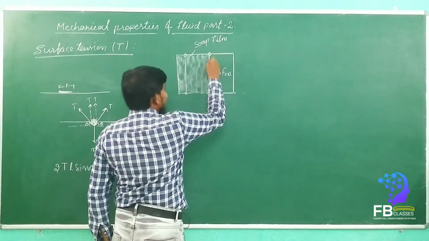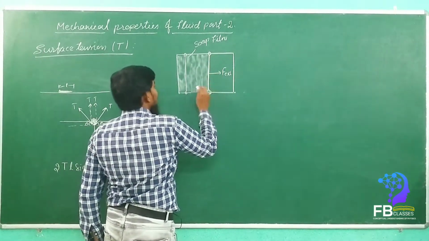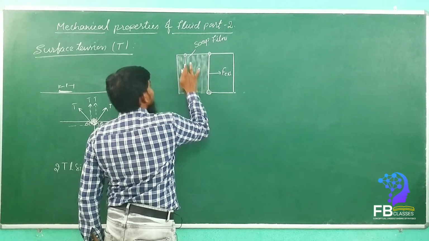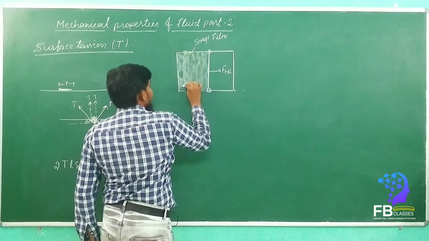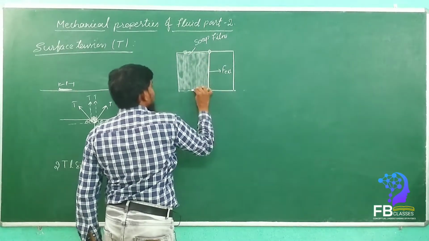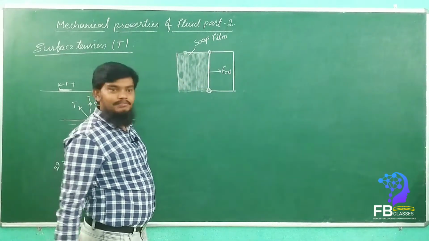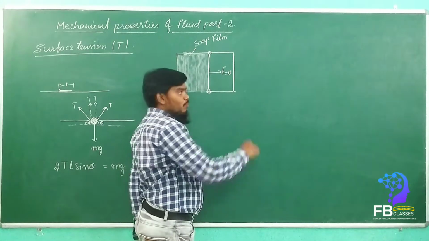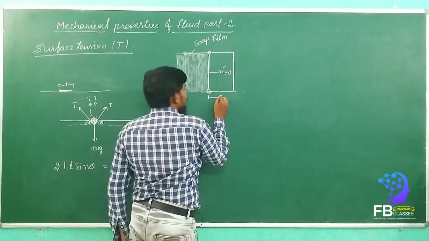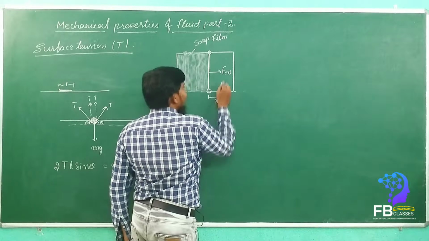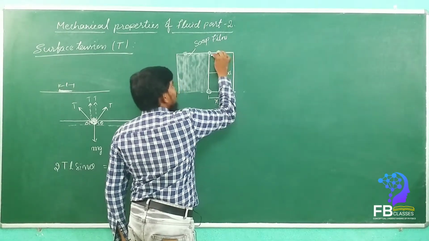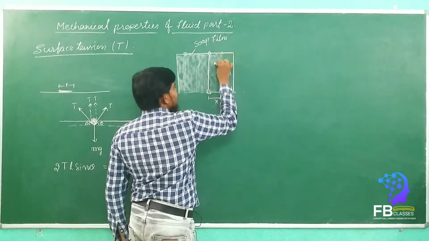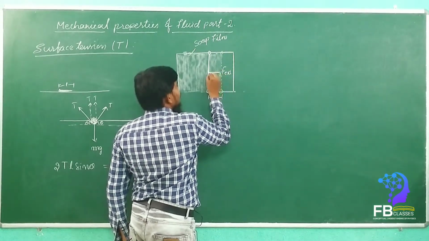So this is the initial stage of a frame. Here the soap film is formed. Now what I did, I used an external force and pulled a distance x. Up to here I pulled this. Here also the soap film is formed.